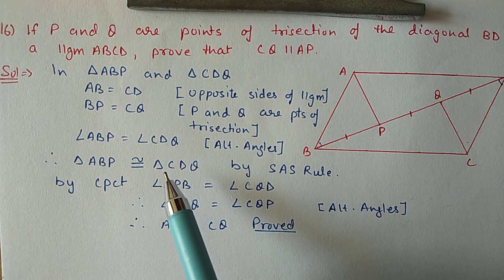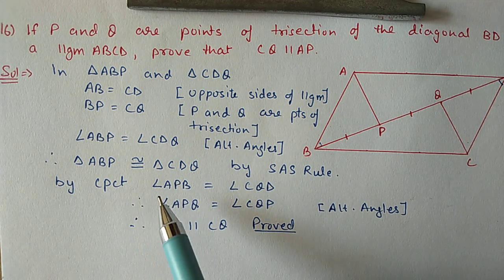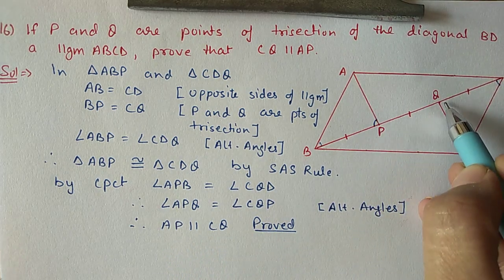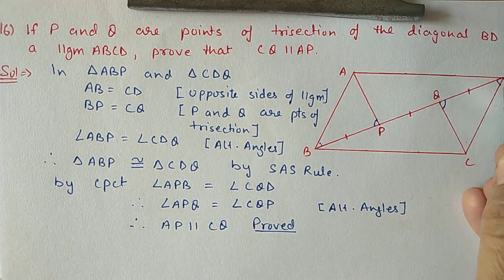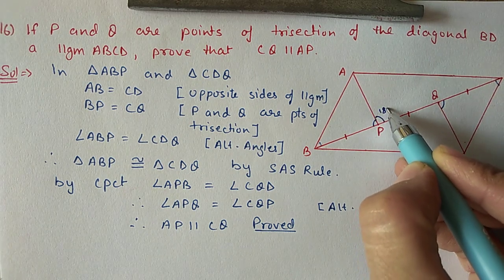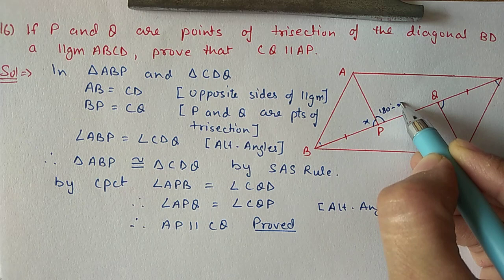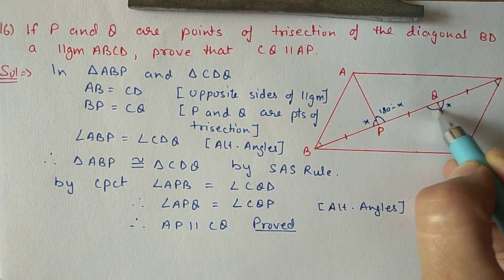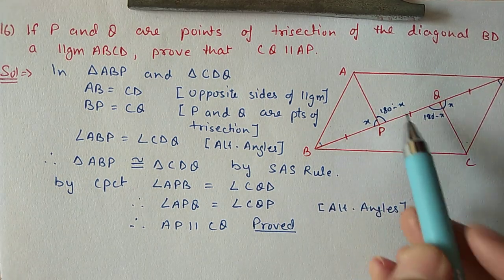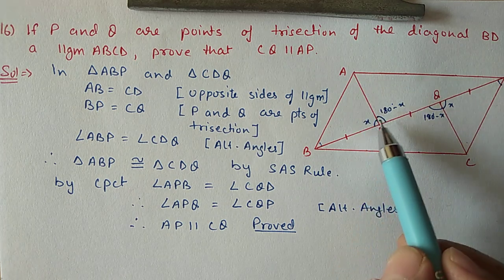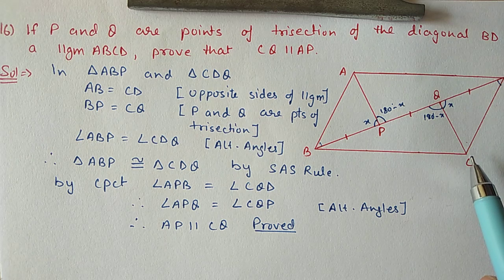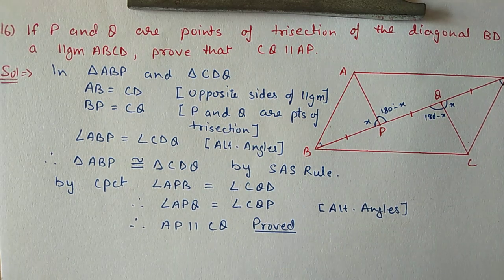And if these two triangles are congruent to each other, then by CPCT we can say angle APB, this angle, is equal to this angle CQD. And if these two angles are equal, then suppose it is x, here it is x, then we will get 180 minus x here. So these two also will be equal and these two are the alternate angles, and if alternate angles are equal it means these two lines are parallel to each other. So we can write AP is parallel to CQ.